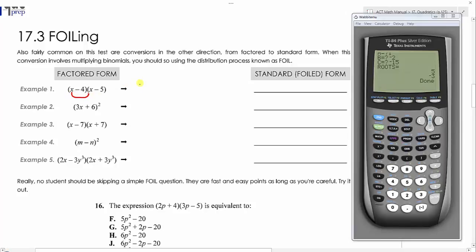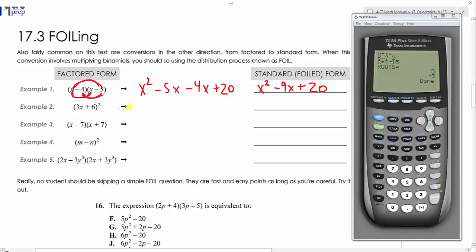So x times x is x squared, and then we go x times -5, which is -5x, and then we go -4 times x, which is -4x, and then we do -4 times -5, and we get 20. So first terms, x times x, outer terms, x times -5, inner terms, -4 times x, and last terms, -4 times -5. And we produce these 4 terms here. We can combine the middle terms because they are like terms, so we get x squared minus 9x plus 20, and that is our standard or foiled form.